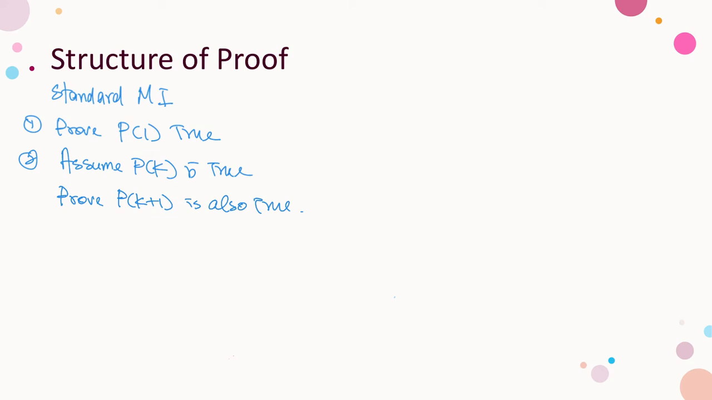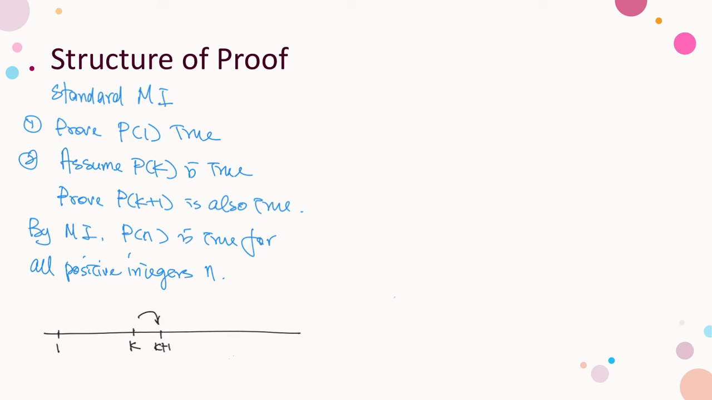The first step is the initial step, that is to prove the statement is true for n equals 1, that is P1 is true. The second step is the induction step, that is assume the statement is true for n equals k and prove the statement is also true for n equals k plus 1. Then, by the principle of mathematical induction, we get P of n is true for all positive integers n.